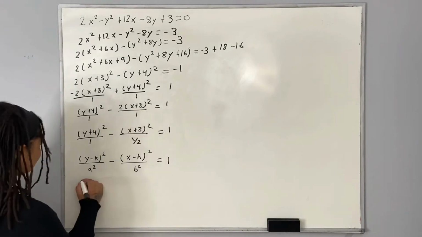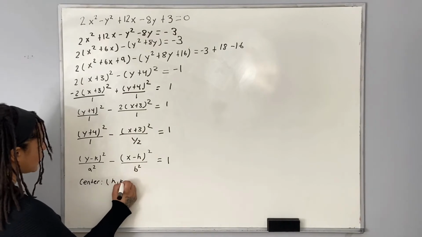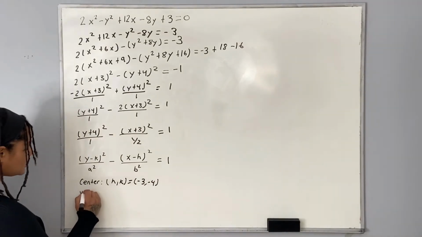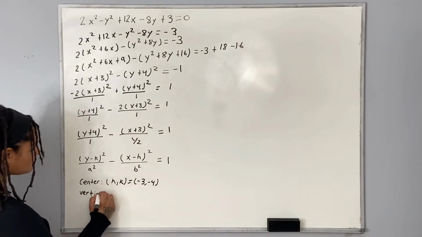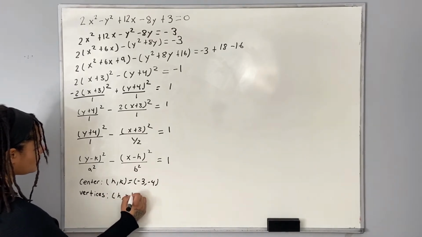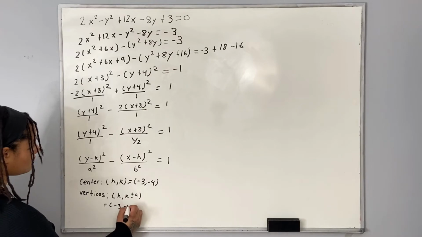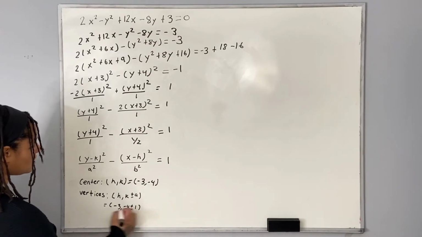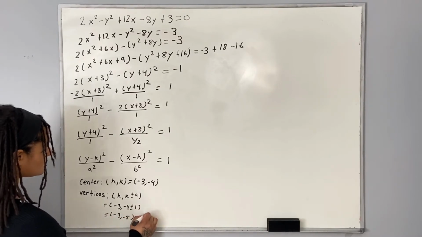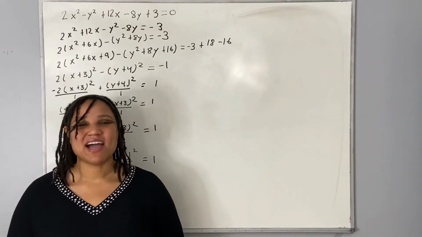The center is going to be h comma k, which is equal to negative 3, negative 4. Our vertices are going to be h, k plus or minus a, which is equal to negative 3, negative 4 plus or minus 1, which is equal to negative 3, negative 5, and negative 3, negative 3.